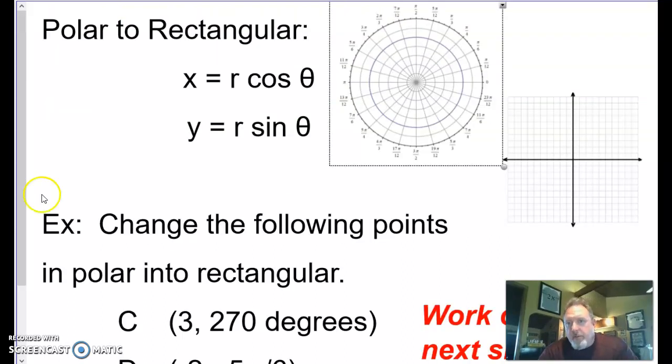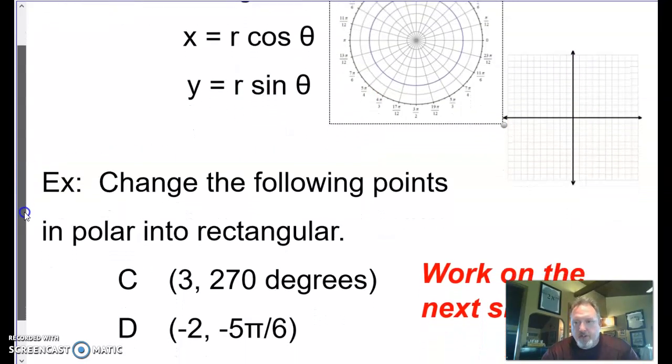All right, if we're going from polar to rectangular, so we're on the polar coordinate plane and we want to get that back to the rectangular coordinate plane, the way we get x and y is to do r cosine theta. We'll be given a polar point, so we'll have the r value and the theta value. We take r times the cosine of theta, that gives us our x value. R times the sine of theta gives us our y value.